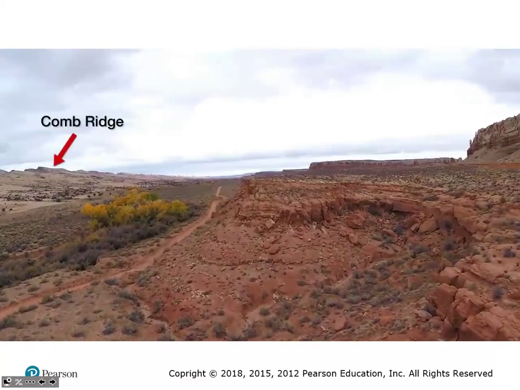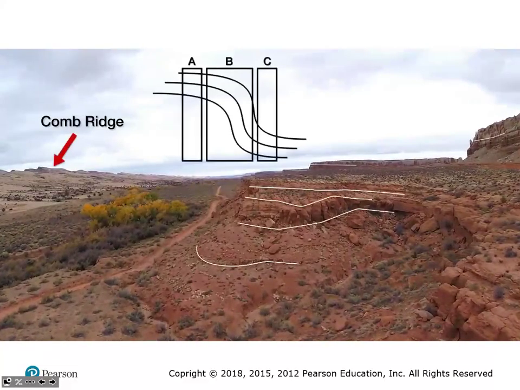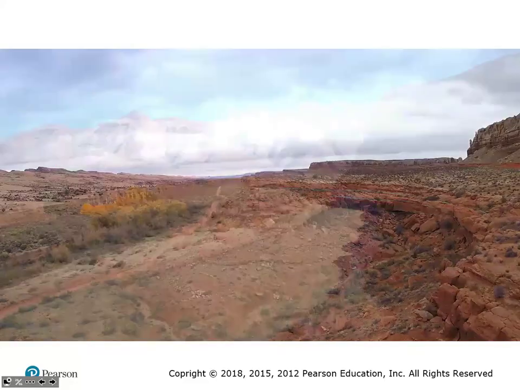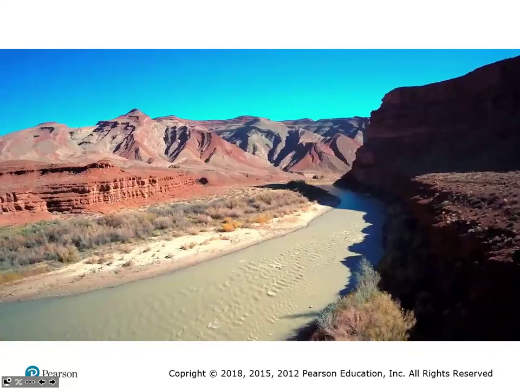You can see the top of Comb Ridge on the left, with sedimentary rock layers becoming more horizontal as you look to the right. That's because here we are further from the zone of uplift. Let's now fly over to the Rapley monocline.